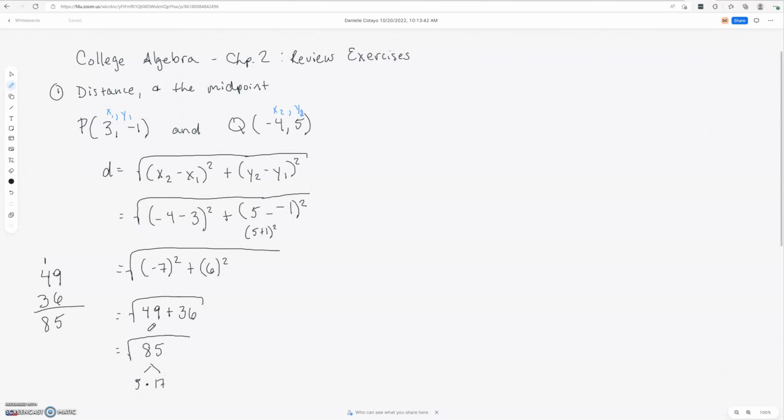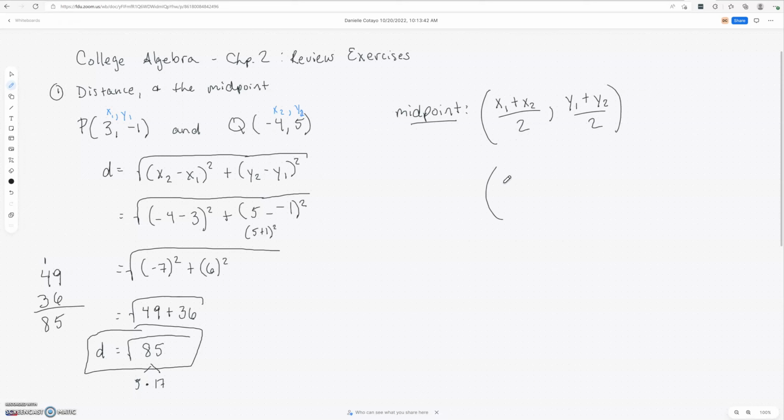Okay, now your midpoint, right? So the middle point between these two points. And so how do you find your midpoint? Your midpoint is another point, and what you do is you take the average of each: x1 plus x2 divided by 2, and then y1 plus y2 divided by 2. So you're taking the average of each of your x values and your y values. Okay.